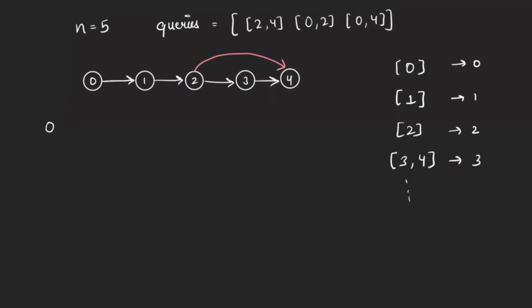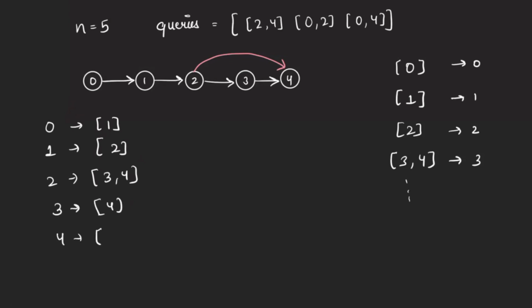For node 0, the neighboring node is 1. For node 1, the neighboring node is 2. For node 2, the neighboring nodes are 3 and 4. For node 3, the neighboring node is 4. And for node 4 there is no neighboring node, right? So this is how the adjacency list of the graph looks, right?